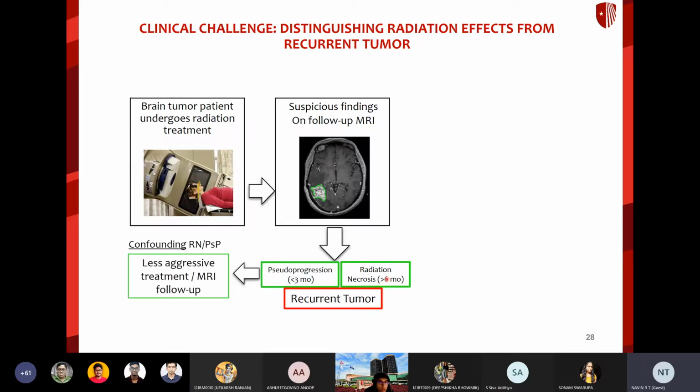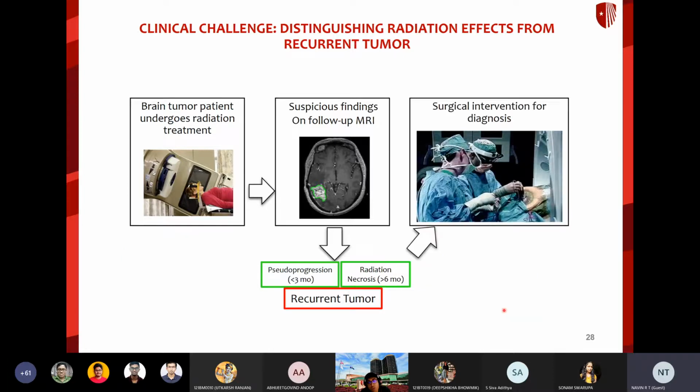Now, if they're pseudoprogression or radiation necrosis, the treatment is less aggressive, and more often than not, it's a simple MRI follow-up. And if it is a recurrent disease, there probably needs to be another resection, another biopsy, or change of treatment. However, it is very difficult to distinguish these conditions. Therefore, surgical intervention is the only foolproof way of definitive diagnosis.